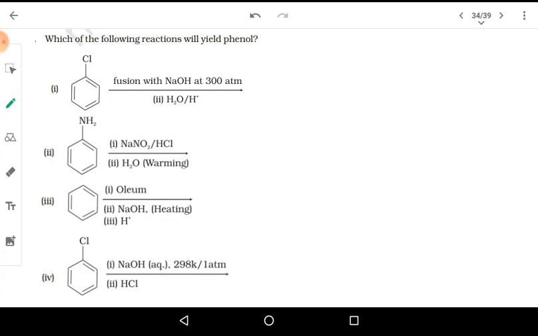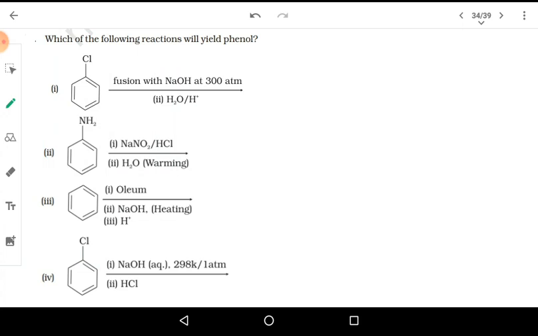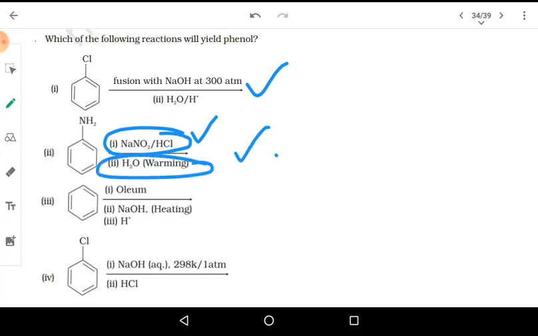Which of the following reactions will yield phenol? So if we look at the first option here, we have fusion with NaOH at 300 atmosphere. Yes, this is going to give us phenol. Now here treating it with NaNO2 in the presence of HCl, this is known as diazotization, and after that we are treating it with warm water. Yes, we will get phenol over here.